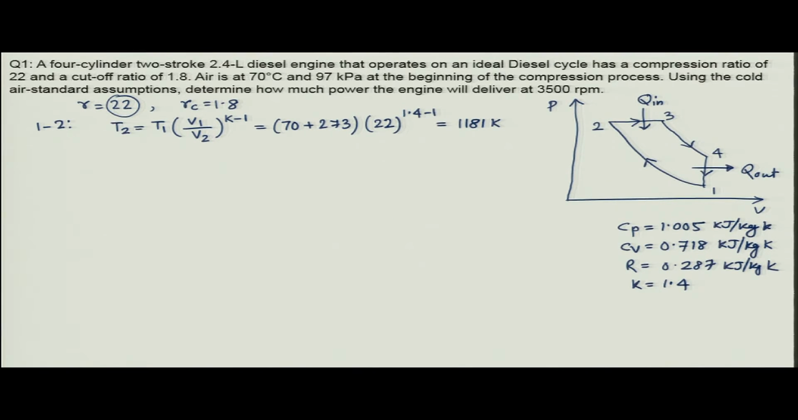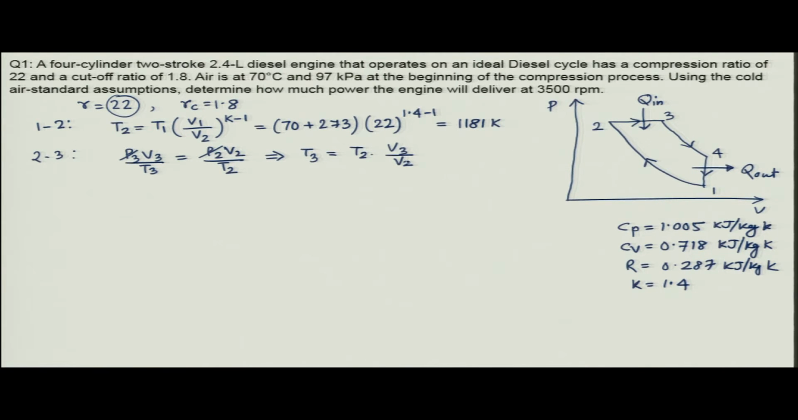Now, there will be constant pressure heat addition, which is 2 to 3, and here I can write P3 V3 by T3 equal to P2 V2 by T2. Since P3 equal to P2, we can write V3 upon T3 equal to V2 upon T2. From this we can find T3. So, T3 will be T2 multiplied by V3 upon V2.